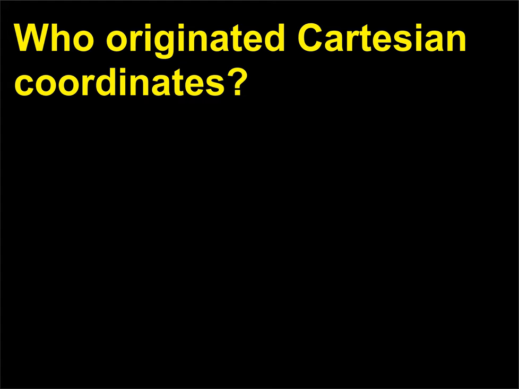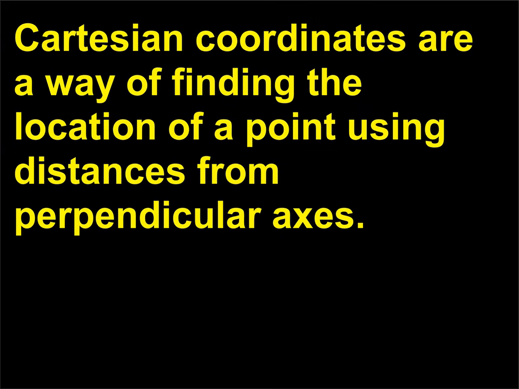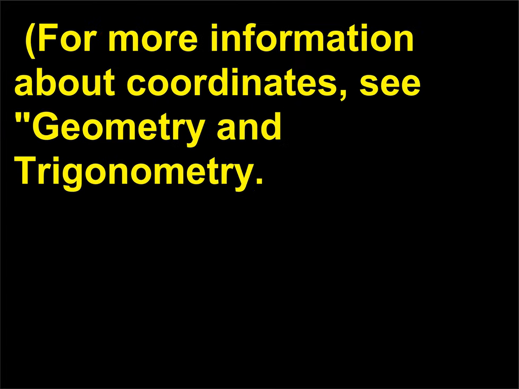Who originated Cartesian coordinates? Cartesian coordinates are a way of finding the location of a point using distances from perpendicular axes. For more information about coordinates, see geometry and trigonometry.